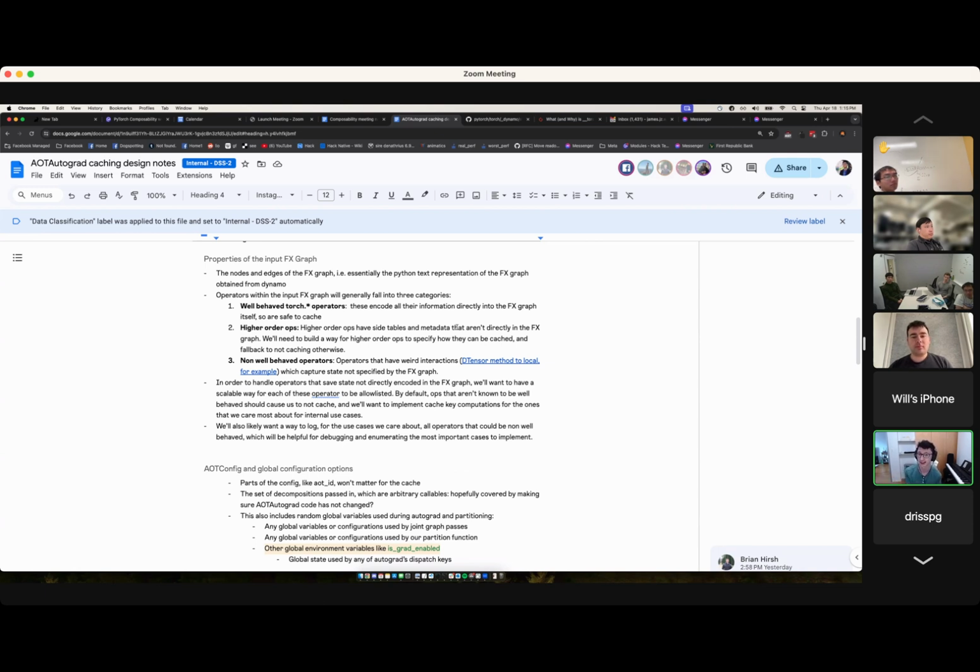But I want to make it easy for anybody who wants to be able to cache their graphs with their operator to be able to do so.